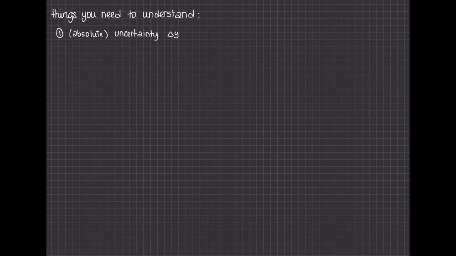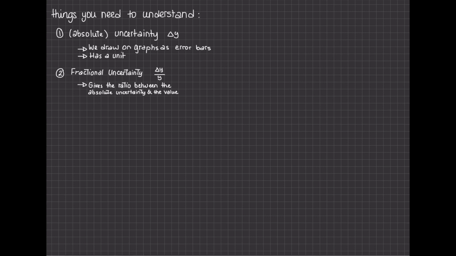For uncertainties, there are some things that you need to understand. Number one is that the absolute uncertainty is written as the triangle delta and the quantity is next to it. The absolute uncertainty is the one we draw on graphs as error bars, and it has a unit. Fractional uncertainty is the uncertainty of y over y, so it gives the ratio between the absolute uncertainty and the value itself on one specific point of this graph.